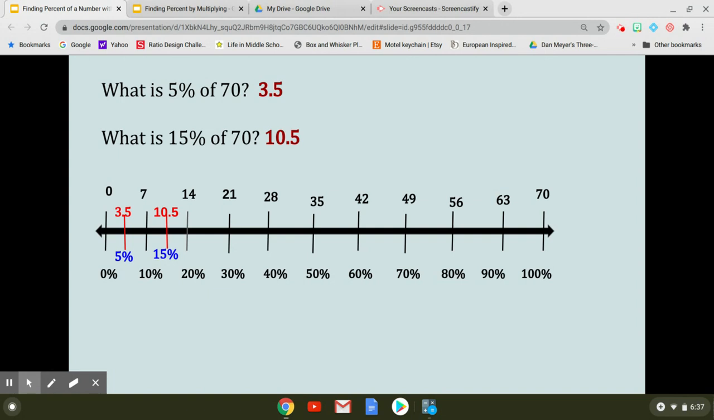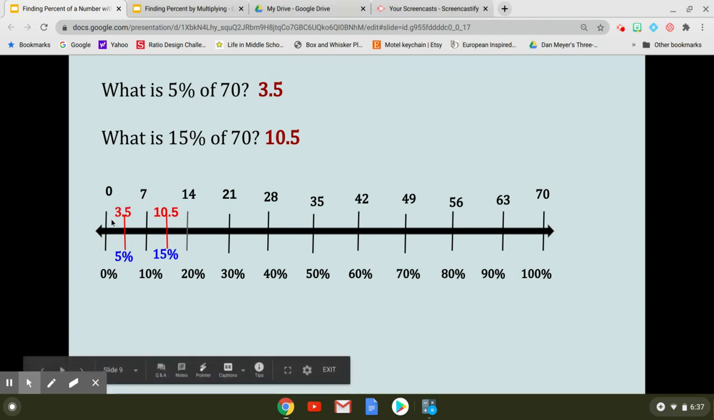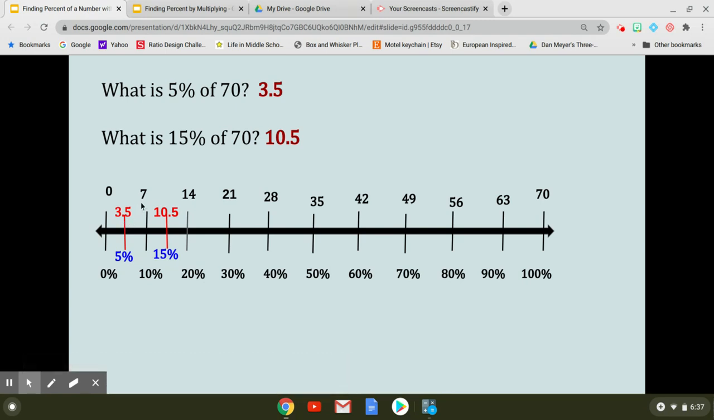So if 10% of the number 70 is 7, 5% is 3 and 5/10. I took the number 7 and divided it in half to give me two 5% sections. If I wanted to know what 15% was, I can then add my 5% part to my 10% part, because 10% plus 5% would equal 15%. And I would get 10 and 5/10.